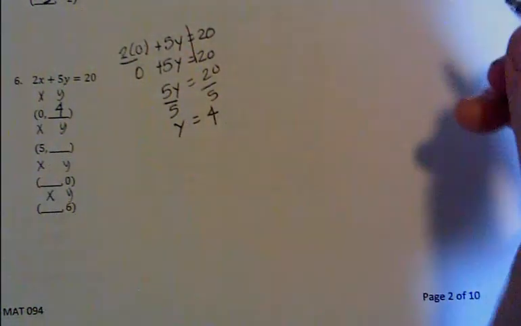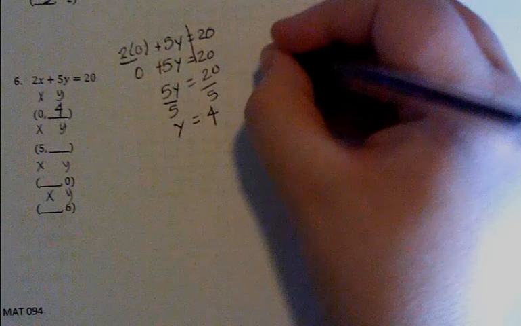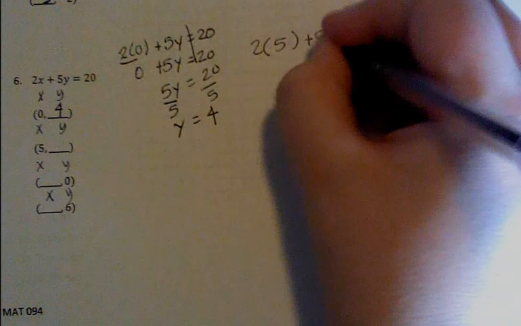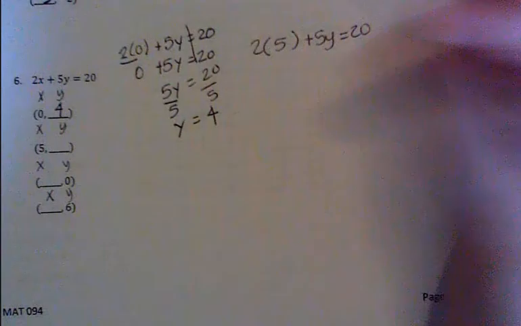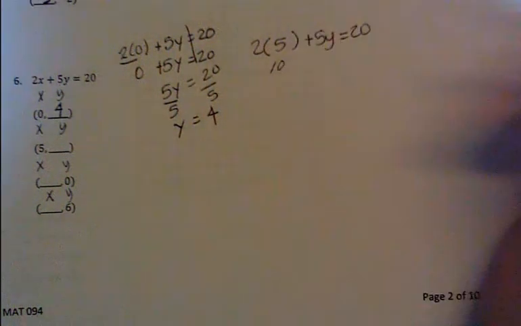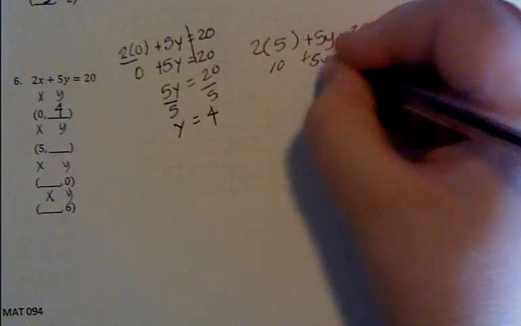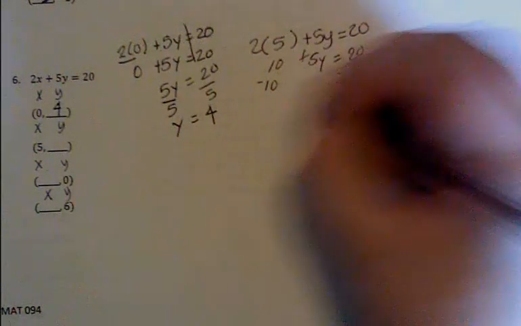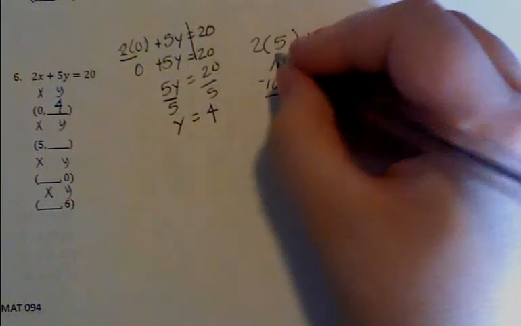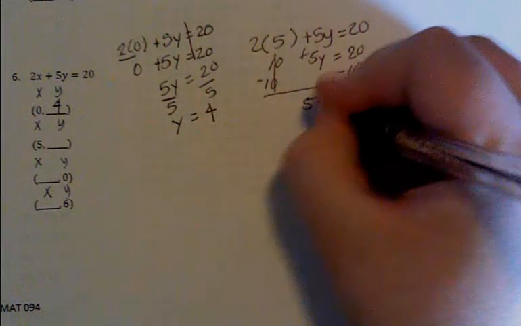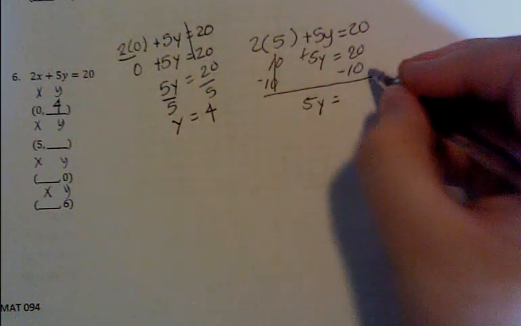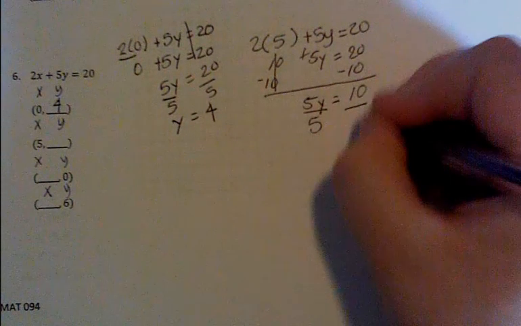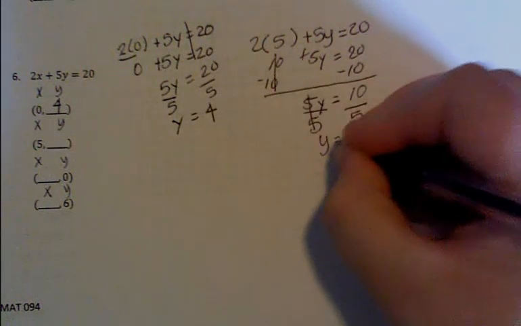Next I have 5, blank. So I know that my x is a 5. And I don't know what y is. So 2 times 5 gives me 10, plus 5y equals 20. So I'm going to subtract 10 from both sides to get that y closer to being by itself. So now I have 5y equals 20 minus 10 is 10. And then I'm going to divide each side by 5 to get y equals 2.